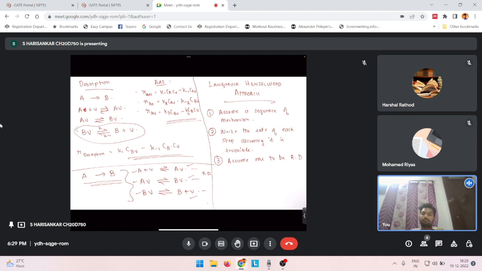So you can assume any of these to be rate determining. In most of the cases for your GATE exams, it will be given which is the rate determining step, so you usually don't have to assume anything. But the Langmuir-Hinshelwood approach is like this: you assume one of these to be rate determining, and continue with the fourth step, which is to formulate the overall rate law.